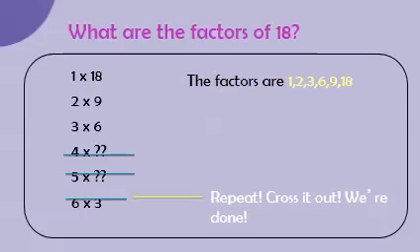So keep in mind, whenever you reach a number that you have already written, you stop, you cross, and you write the factors from least to greatest.